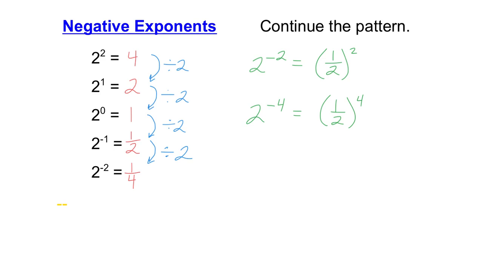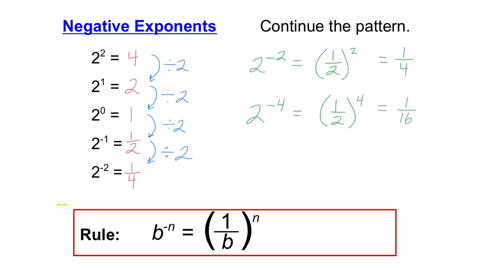Another way of writing that would be 2 to the -2 is the same as 1 over 2 to the +2, 1 over 4. 2 to the -4 is equal to 1 over 2 to the +4, would be 1 over 16. Now here's the general form. Any base with a negative exponent is equal to the reciprocal of that base with a positive exponent.